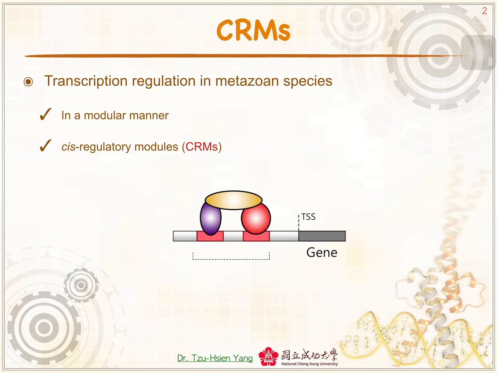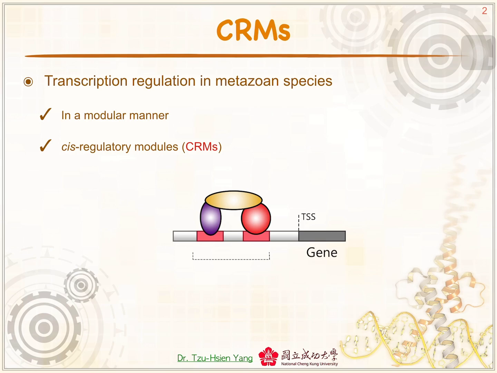As we all know, cells can respond to external stimuli by regulating the transcription of a certain set of genes. Transcription regulation in metazoan species, especially animals, is controlled in a modular manner. This means that different sets of transcription factor binding sites, or the DNA sequences where the transcription factor binds, can cluster together, and this clustering of transcription factor binding sites can cooperatively recruit the TFs, transcription factors, that have interactions. And through these transcription factor interactions, they can control the expression of their target genes.